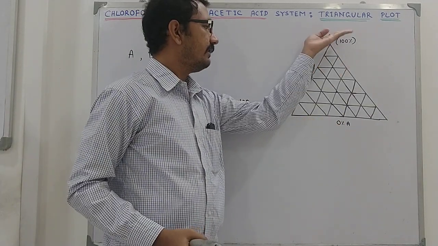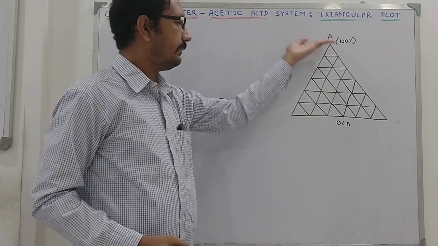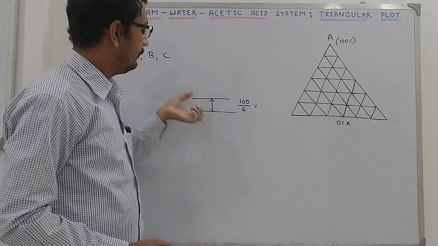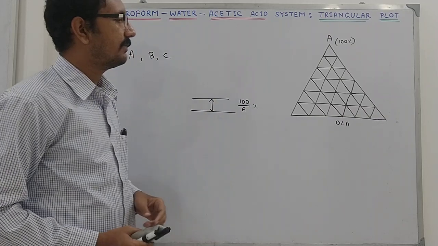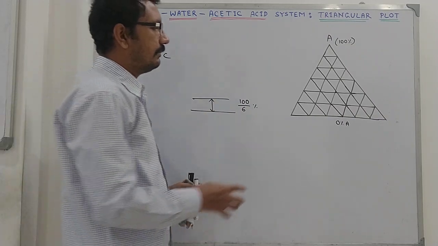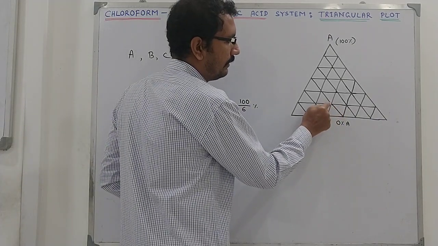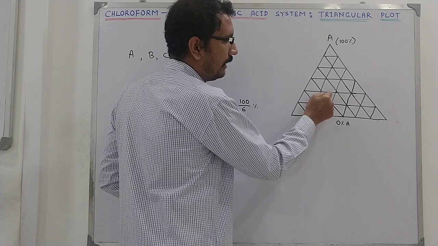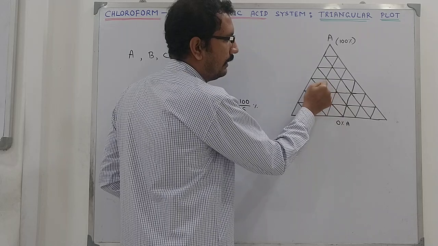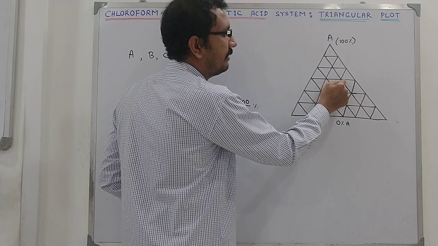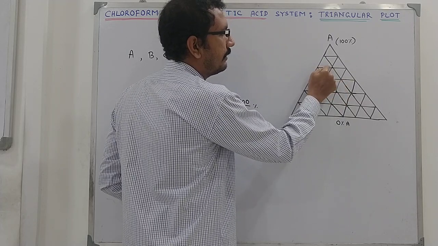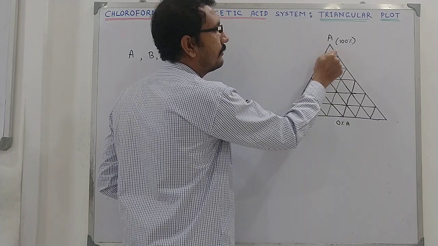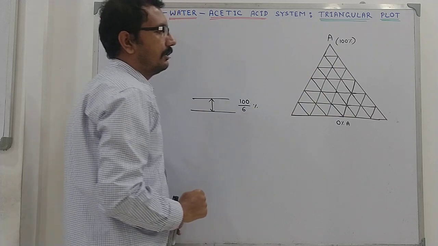Since from baseline to apex it is 100% and there are 6 uniform divisions, each division will correspond to 100 by 6%. So here the composition will be 1 into 100 by 6. Here it will be 2 into 100 by 6. Here it will be 3 into 100 by 6, 4 into 100 by 6, 5 into 100 by 6 and 6 into 100 by 6. So 6 will cancel out and it will give you 100%.